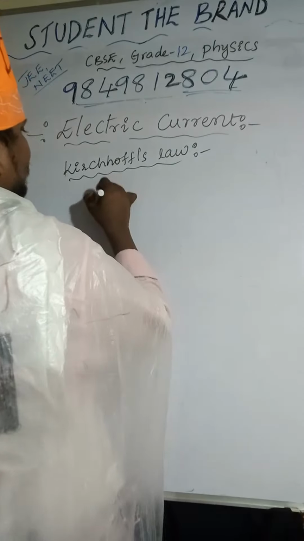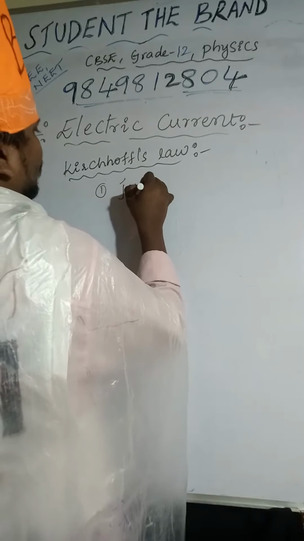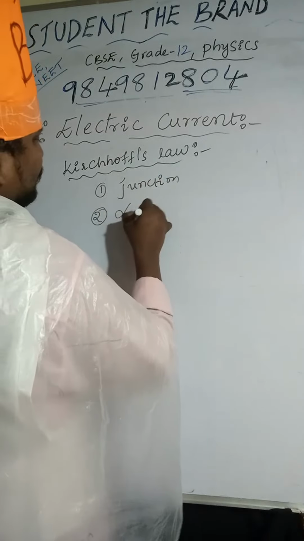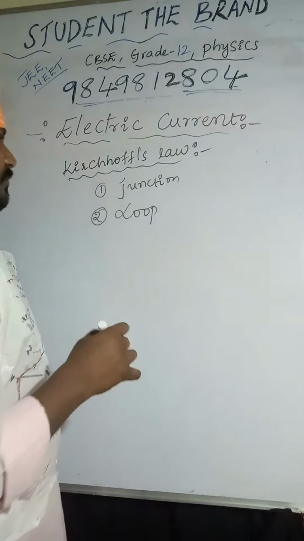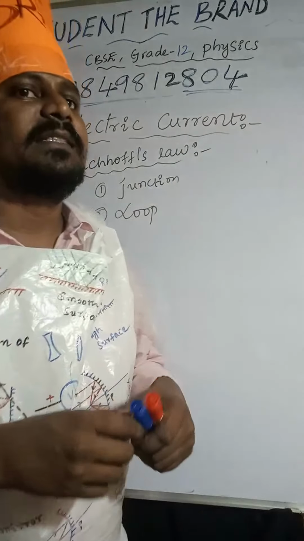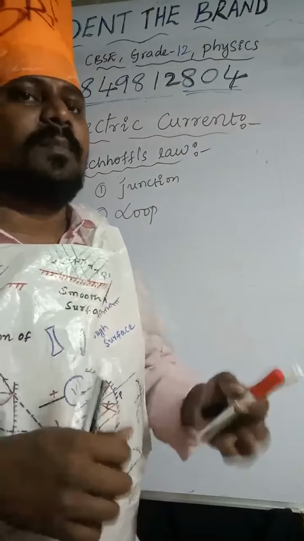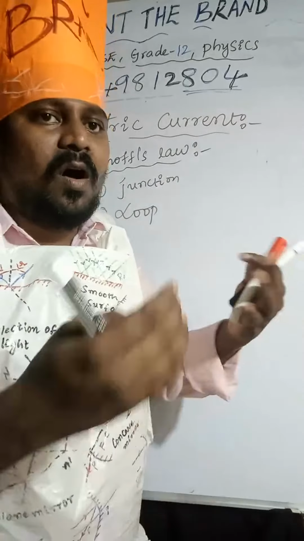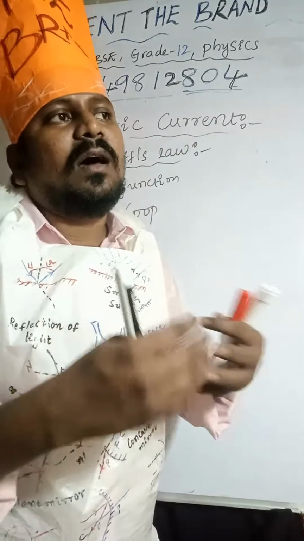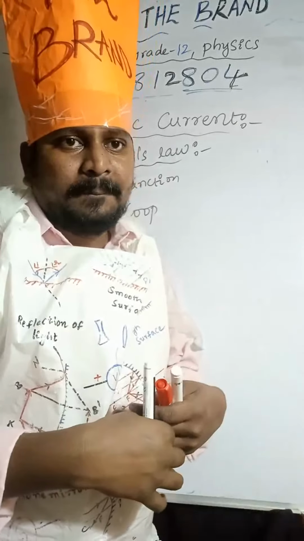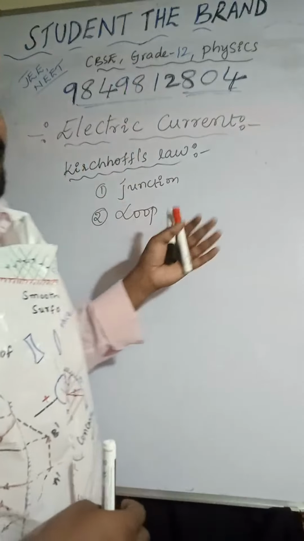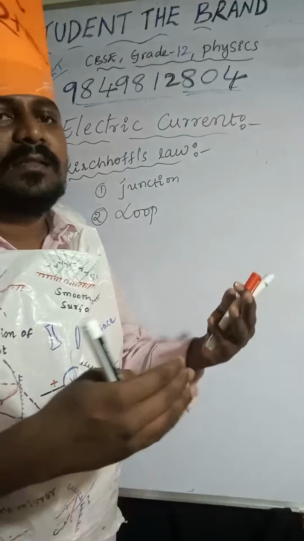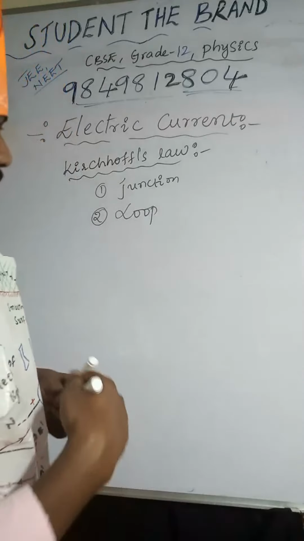So one is junction, another one is loop. Junction is nothing but a point in a circuit where two or more conductors will meet. Okay, that is called junction.